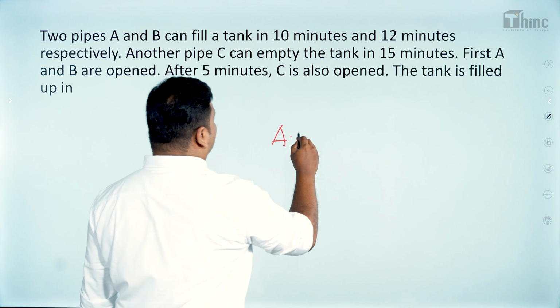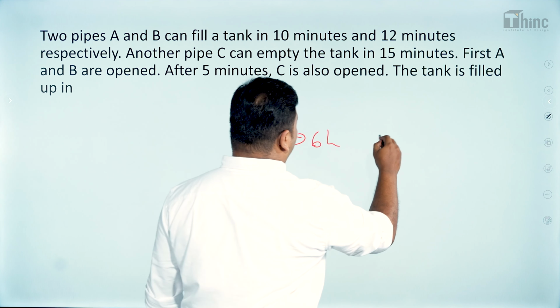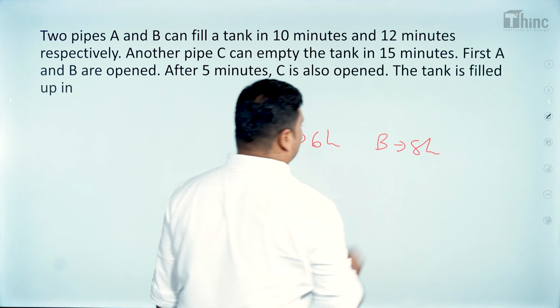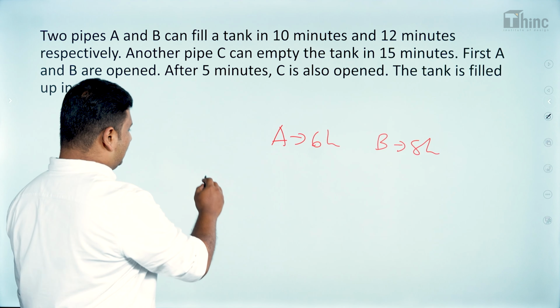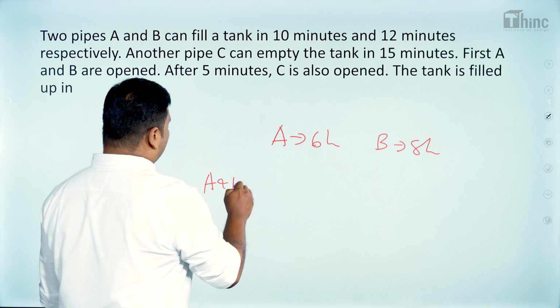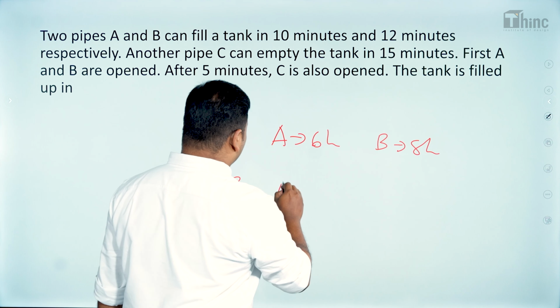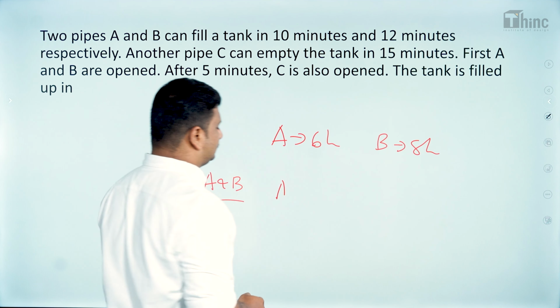So A can finish a work in 6 hours. B can finish the same work in 8 hours. Now how are they working? They are working together in the first hour. In the next hour also they are working together.